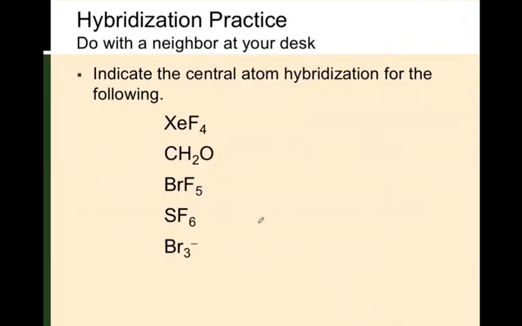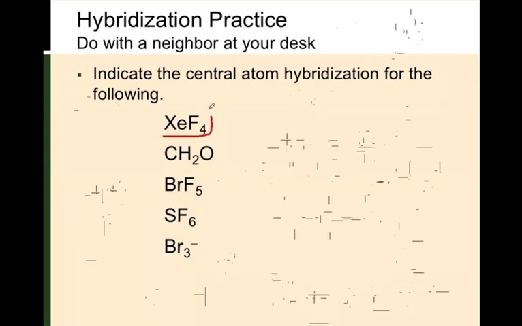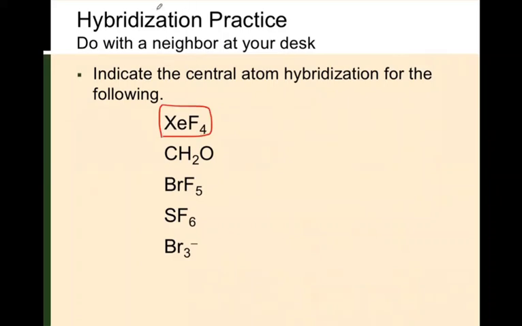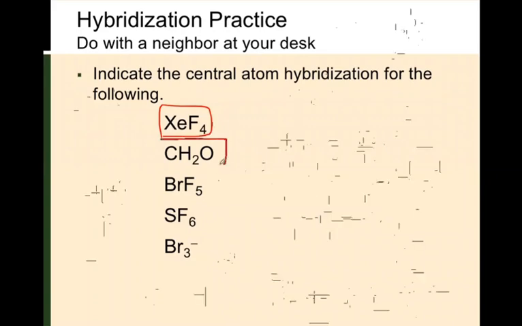Okay, so we're going to try and determine, maybe we'll just do the first one. The first one's quite hard. The central atom hybridization for the following. It's not really that hard, I guess. I'll give you a couple of minutes to do it on your own. So just look at xenon tetrafluoride, then I'll ask you to give me your answers. Actually, no, let's not do that one. Let's do this one.